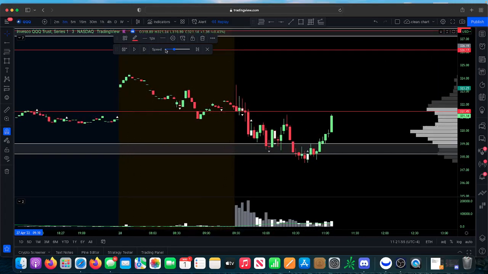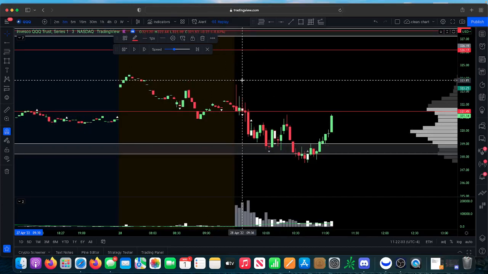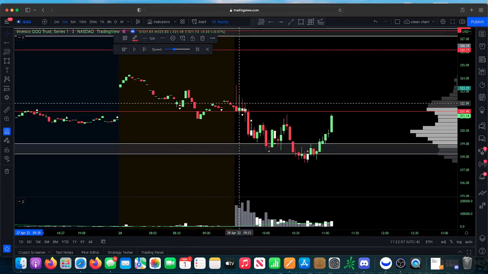So when you get these gap ups, and you see these strong wicks off the open on that 3 minute, that is my favorite ORB setup.